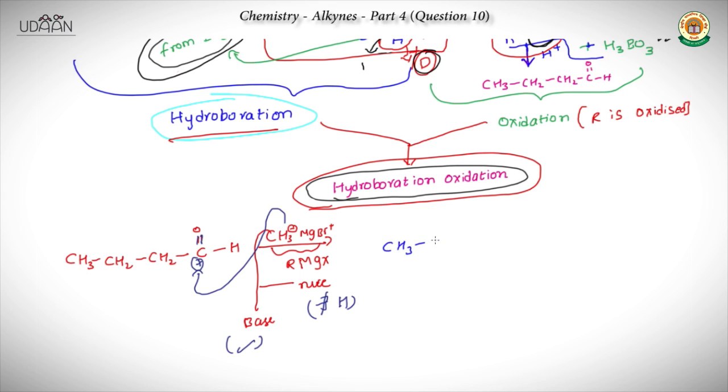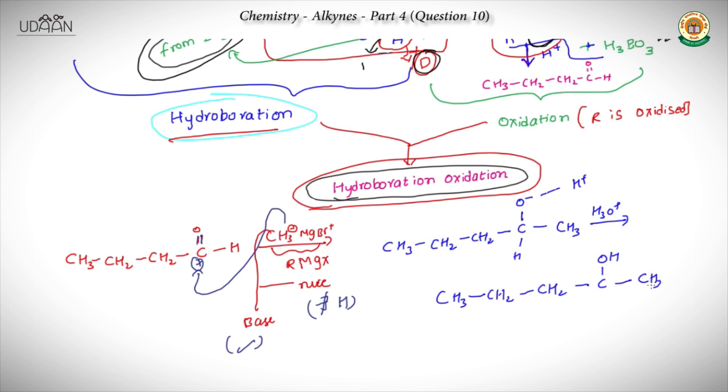CH3CH2CH2CH(CH3)O minus. We'll get a secondary alcohol. And you have hydrolyzed this, and it will take H plus. As told before, you will get a secondary alcohol as shown here.